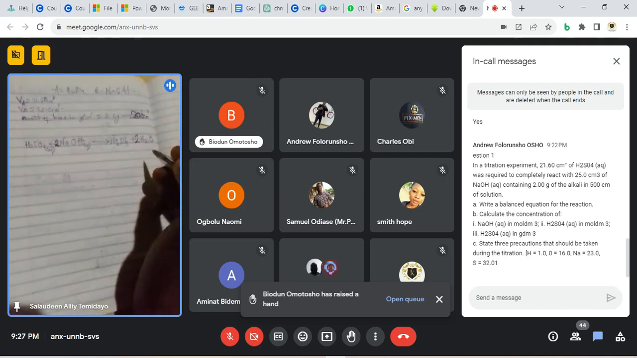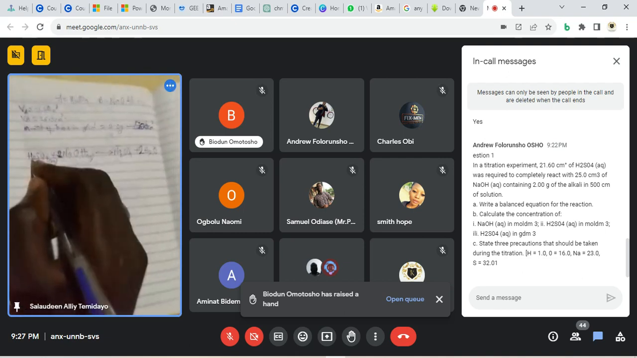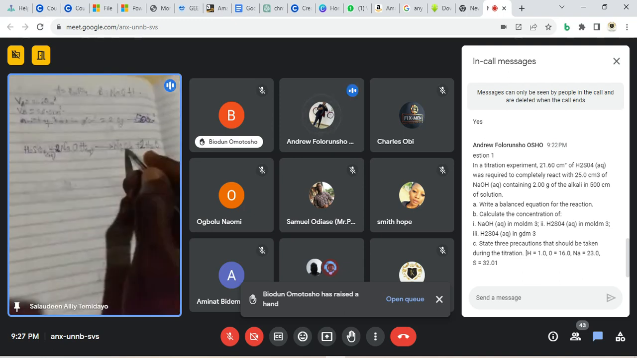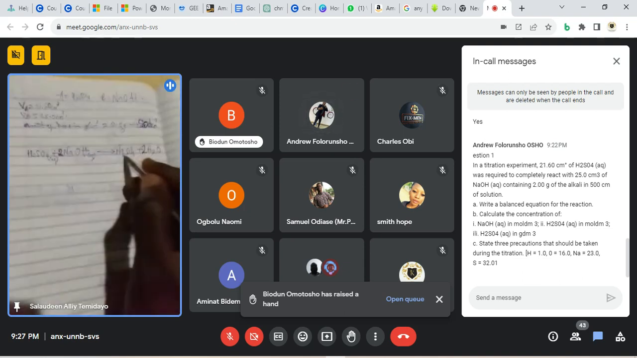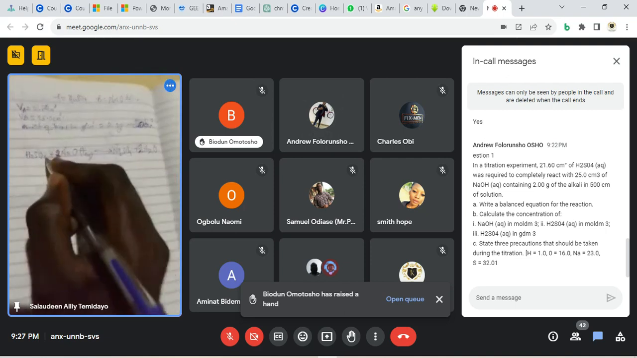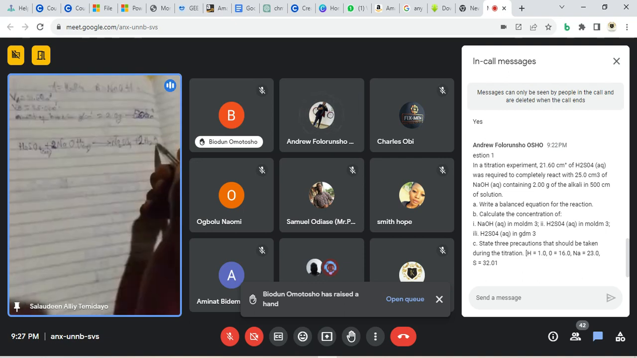My hydrogen here is 4. My hydrogen here is 2 and 2, that is 4. My sulfur here is 1, and my sulfur here is 1. My sodium here is 2, and my sodium here is 2. My oxygen here is 4, and my oxygen here is 2 and 4, so that's 6. And here too it is 6.